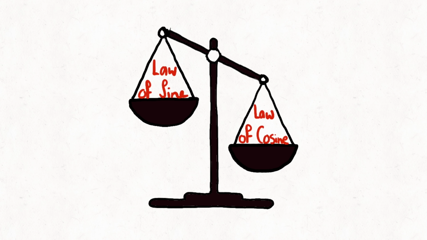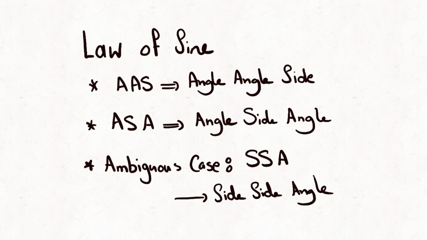Today's lesson is about the law of sines. Three types of triangles will be covered: AAS, ASA, and the ambiguous case SSA.